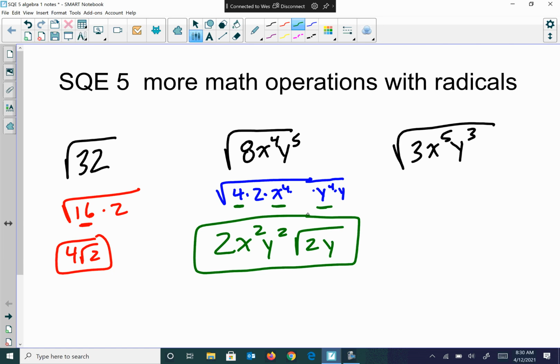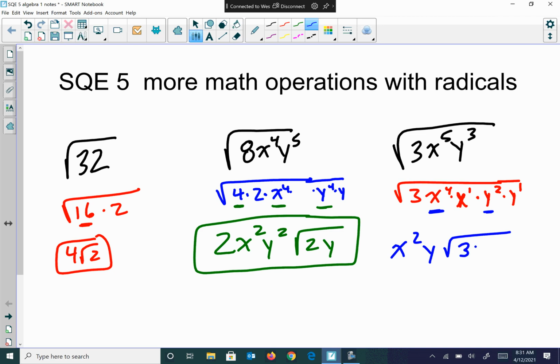All right, square root 3 is not going to break down, but let's see. X to the 4th times x, I'm sorry, x to the 1st, times y squared times y. There it is. So 3 is not a perfect square. The square root of x to the 4th is x squared. The square root of y squared is just y. And then I have a lot left behind: the 3, x, and y. Is it okay if I put x to the 1st and y to the 1st? Sure. Your choice.